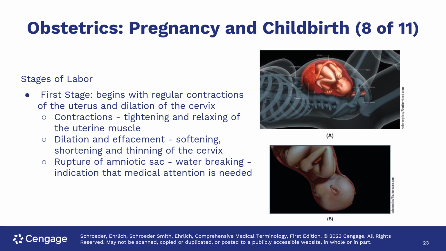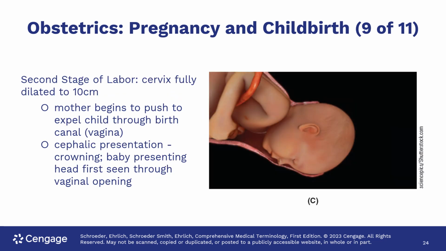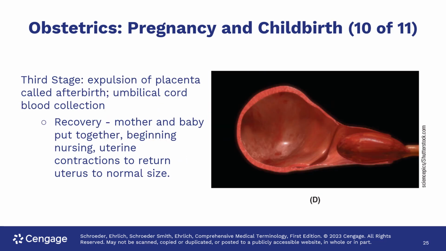The stages of labor. The first stage is with regular contractions and dilation of the cervix. The cervix shortens and softens, getting ready to expel the baby from the uterus. The rupture of the amniotic sac, or water breaking, tells us we need to be seen. The second stage is when the cervix is fully dilated or opened to 10 centimeters, and the baby begins to come down the vaginal canal. The baby should present head first, or cephalic presentation. The third stage is expulsion of the placenta.